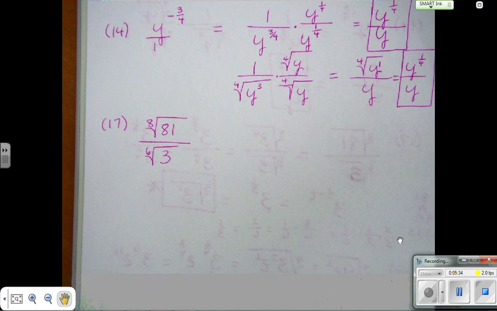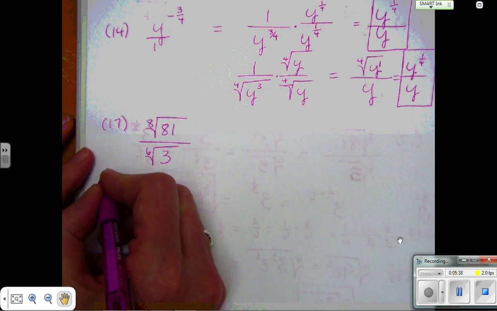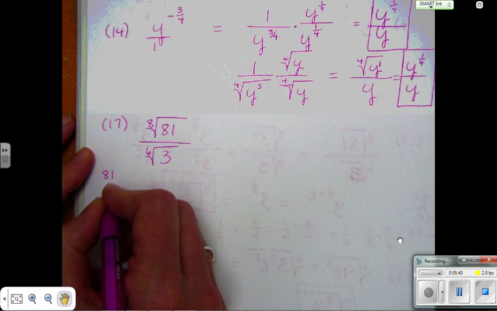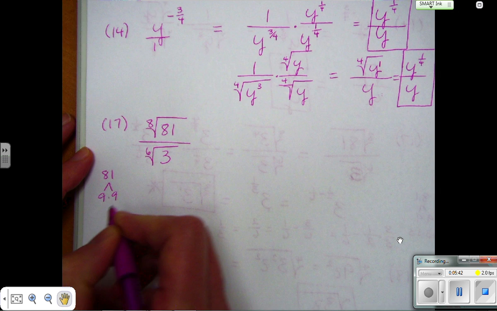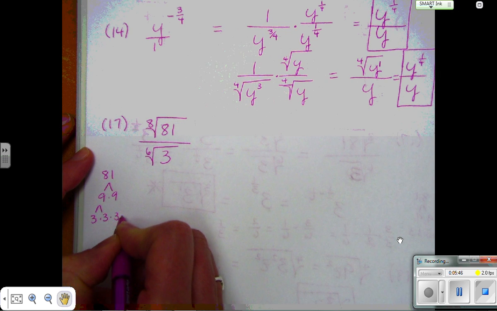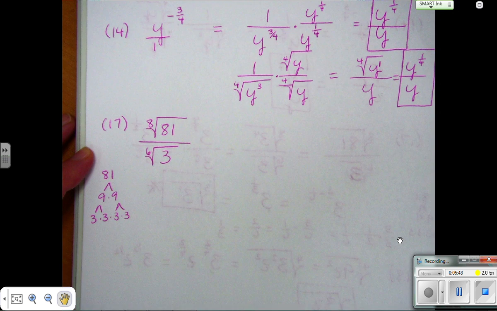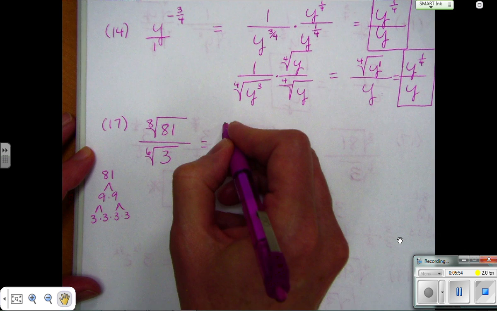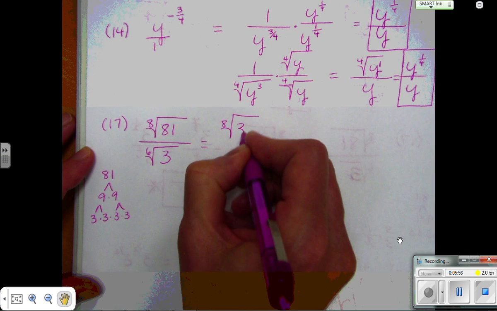So for 81, I'm going to just do a little factor tree over here. 81 is 9 times 9, and I know that 9 is 3 times 3, so my prime factors for 81 are 3 times 3 times 3 times 3, 3 to the 4th power. So I'm going to rewrite that prime number raised to a power in my root.